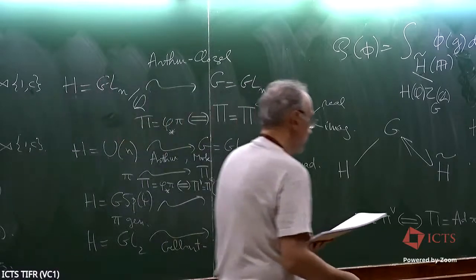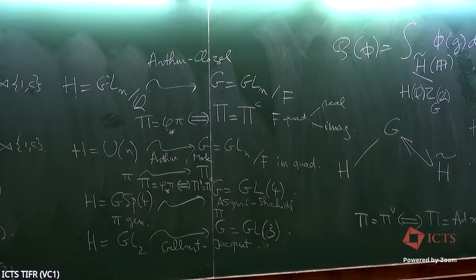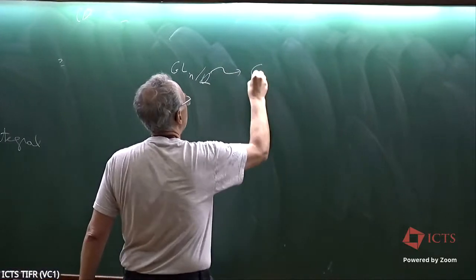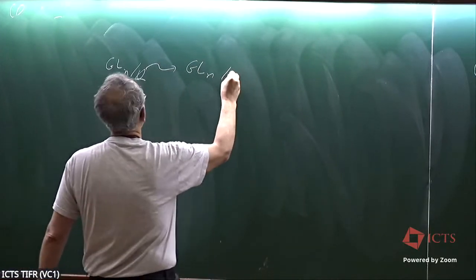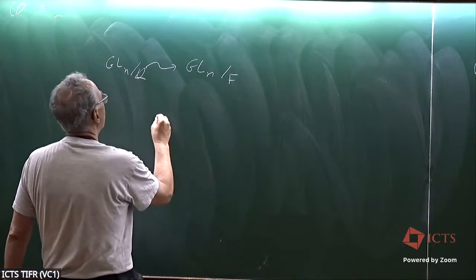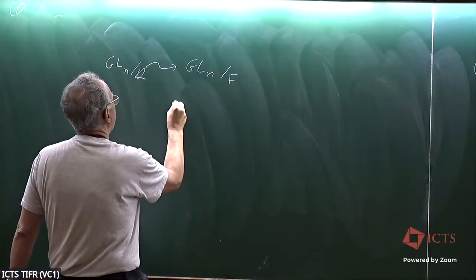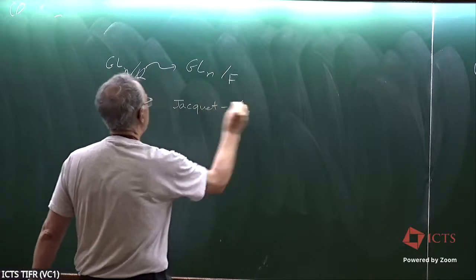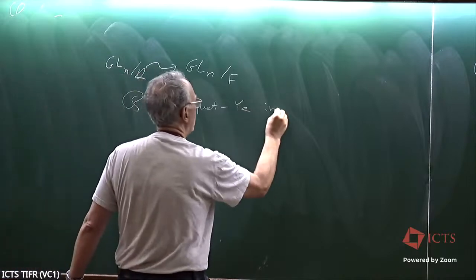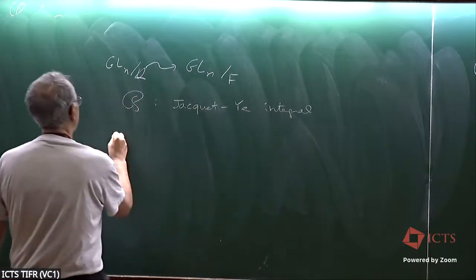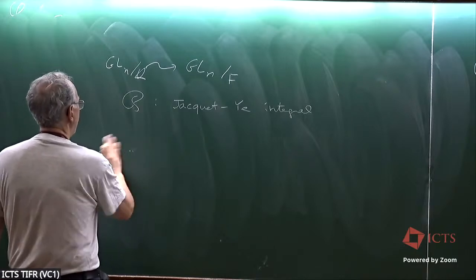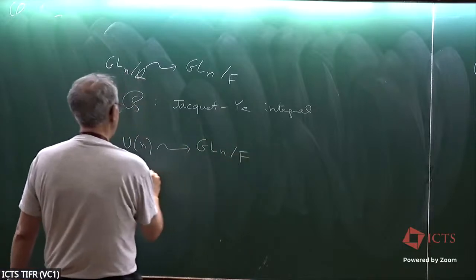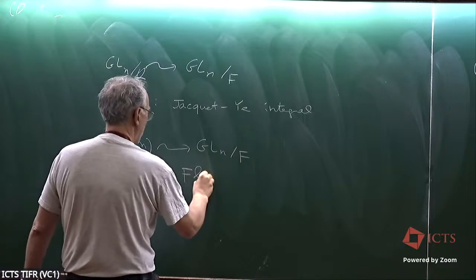Okay? And so there is a name for these period integrals. So for the transfer from GLN over Q to GLN over F, the integral is called Jacquet. So the P is the Jacquet integral, and for the transfer from UN to GLN over F, P is called the Flicker-Rallis integral.